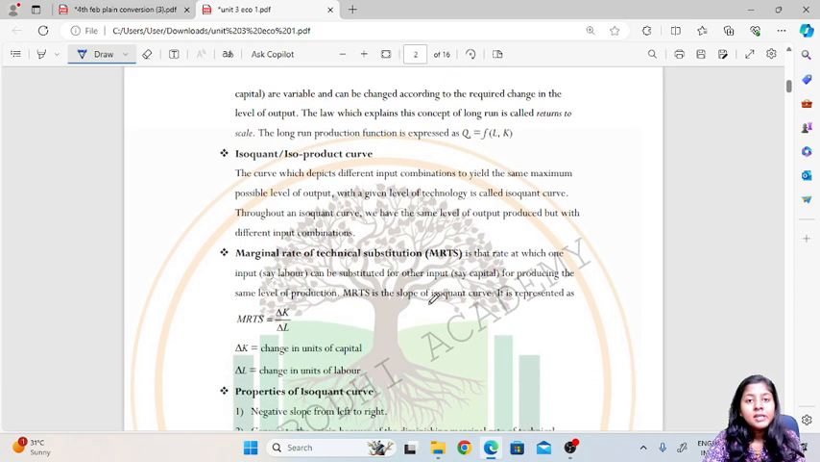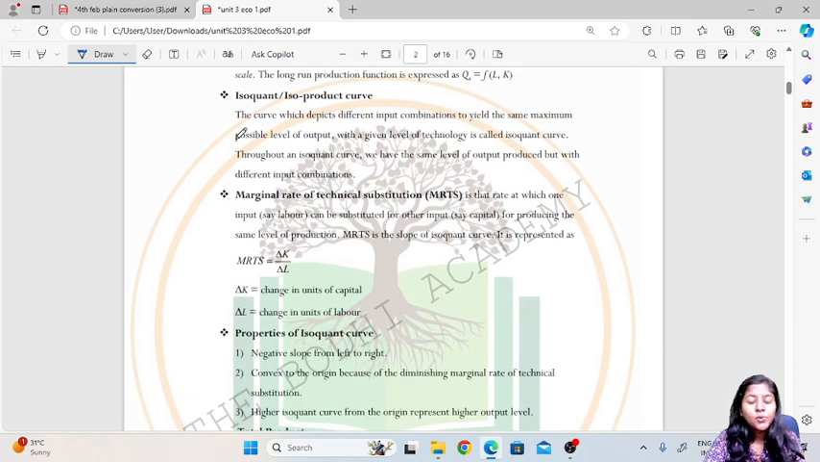Then this is important: isoquant or isoproduct curve. The curve which depicts different input combinations to yield the same maximum possible level of output with a given level of technology is called an isoquant curve. Now, throughout an isoquant curve, we have the same level of output produced but with different input combinations. So with regards to the isoquant curve, we have to remember that the input combinations are different.